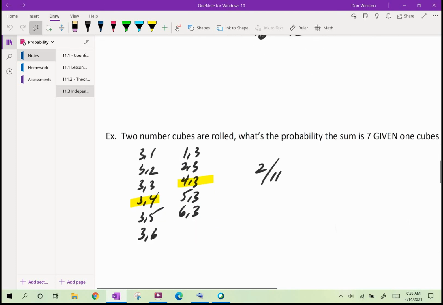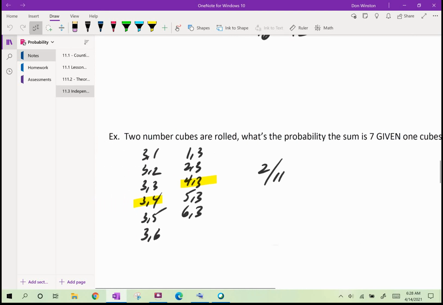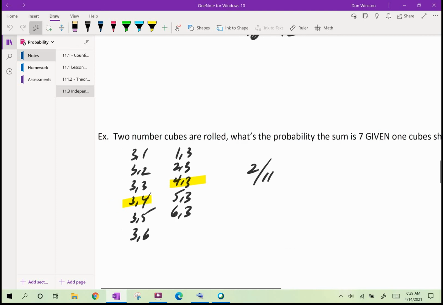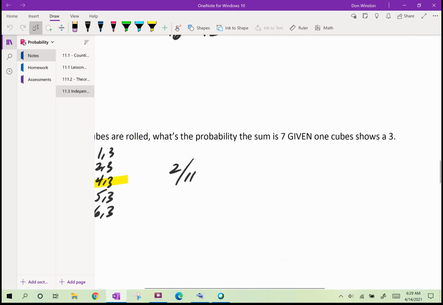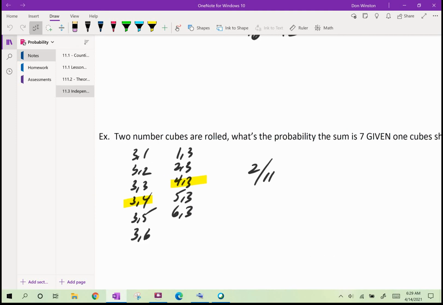Let's look at another one. Two number cubes are rolled. What's the probability that the sum is 7 given one cube shows a 3? We have to list all the ways in which one of the cubes shows a 3: 3,1; 3,2; 3,3; 3,4; 3,5; 3,6. That's for the first cube showing a 3. Now when the second cube shows a 3: 1,3; 2,3; I already have 3,3; and then 4,3; 5,3; 6,3. So here I have a total of 11 events in my reduced sample space, and only two of them have a sum of 7.